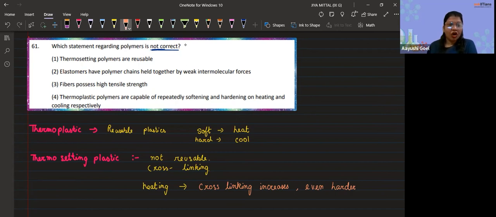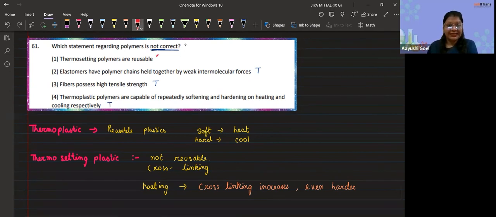So let's see the options. In this case, they were giving elastomers also. Elastomers are polymer chains which have weak intermolecular forces of attraction. That is also true. Fiber possesses high tensile strength, that's why we are able to wear clothes properly. And the thermoplastic, as I have explained, is capable of repeated softening and hardening on heating and cooling. That is also true.